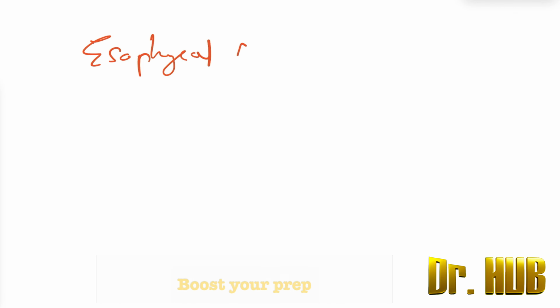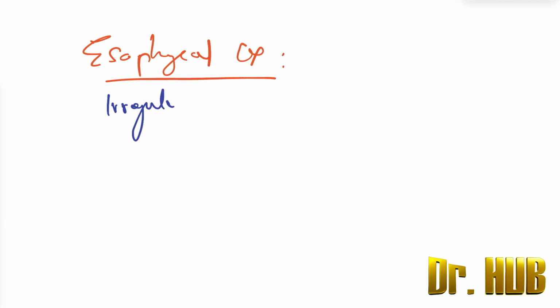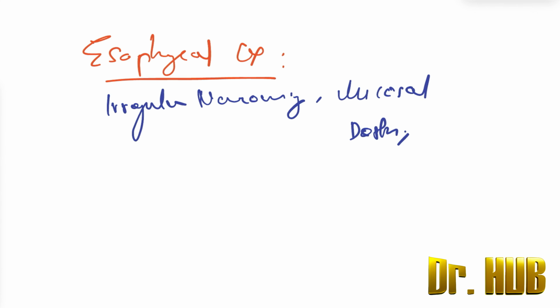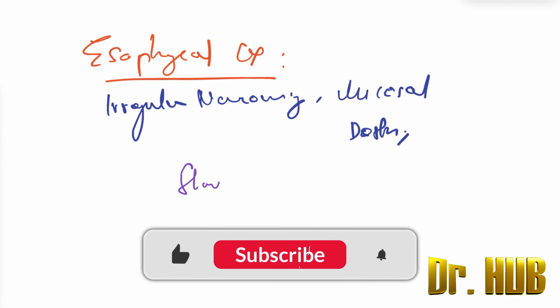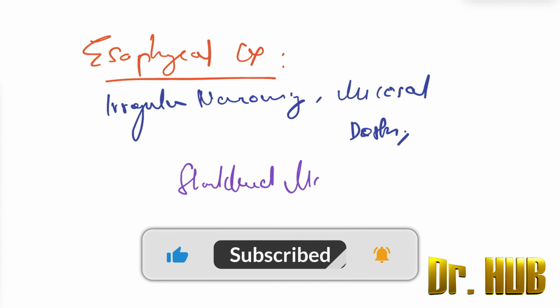Next, we will look at the esophageal carcinoma. In esophageal carcinoma, there is irregular narrowing. There is also mucosal destruction, and there are shouldered margins. These are all seen in case of esophageal carcinoma.